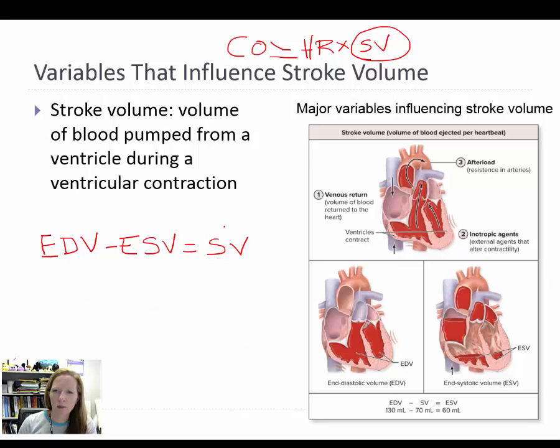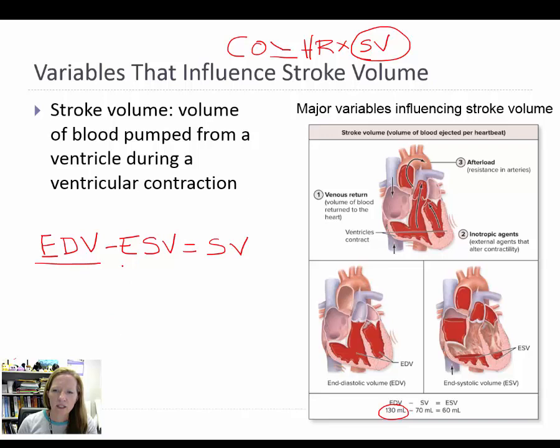So let's think about stroke volume and how it is the amount of blood that's going to get pumped out during ventricular ejection. That's going to rely on how much blood is in the heart right before we contract. How much can we get in that chamber right before we contract? We want it to be as much as possible. The average is about 130 milliliters.